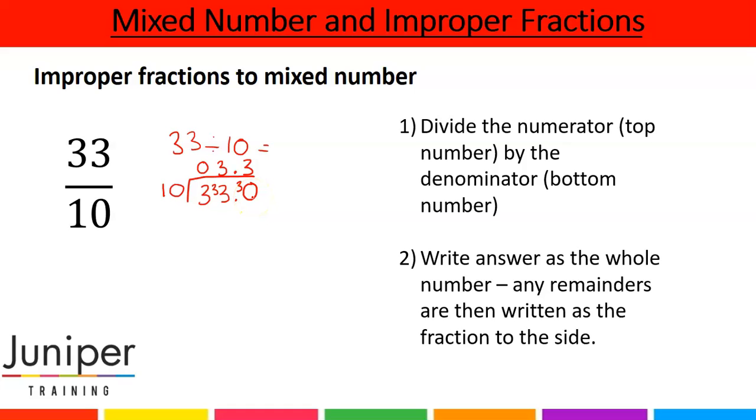So thinking about how I do it mentally, let's imagine we couldn't go into the decimals. We can fit 3 10s into 30 with a remainder, an R, of 3. So looking at my method here, write the answer as the whole number. So this is going to be 3. Any remainders are then written as the fraction to the side. Okay, what were we working in? Tenths, that's the denominator. So 33 tenths is the same as 3 and 3 tenths. So I've converted from improper to mixed number.